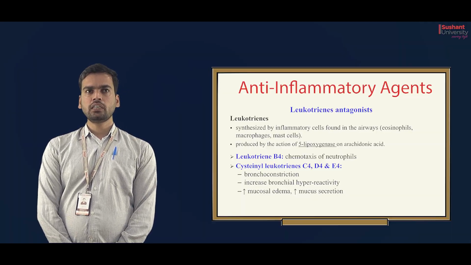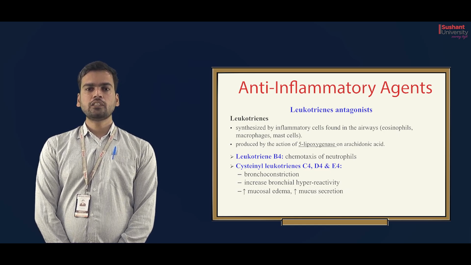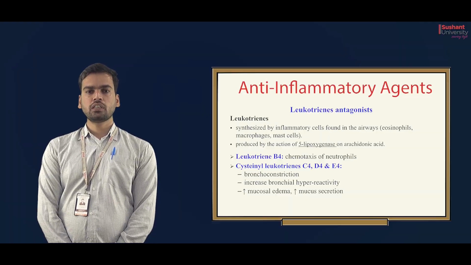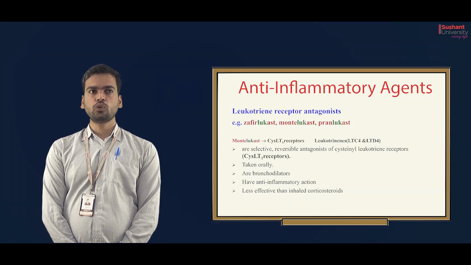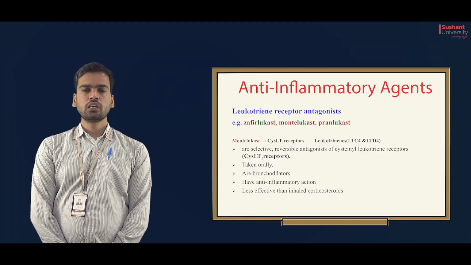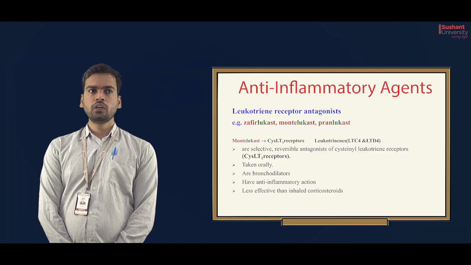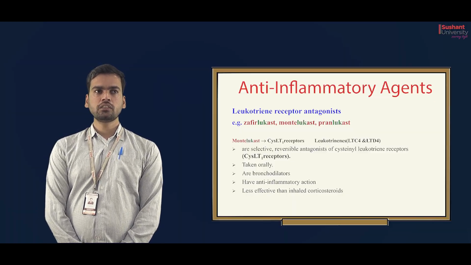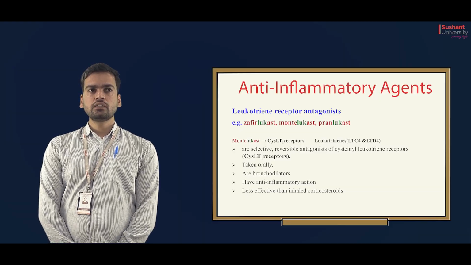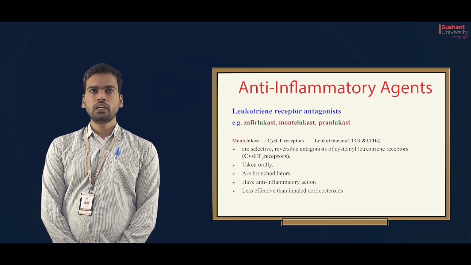They are produced by the action of 5-lipoxygenase on arachidonic acid. The drugs that come under the category of leukotriene antagonists include montelukast and zafirlukast. These are drugs that are widely used in the treatment of asthma. As for the mechanism of action, montelukast acts on the CysLT1 receptors and blocks the leukotrienes LTC4 and LTD4.